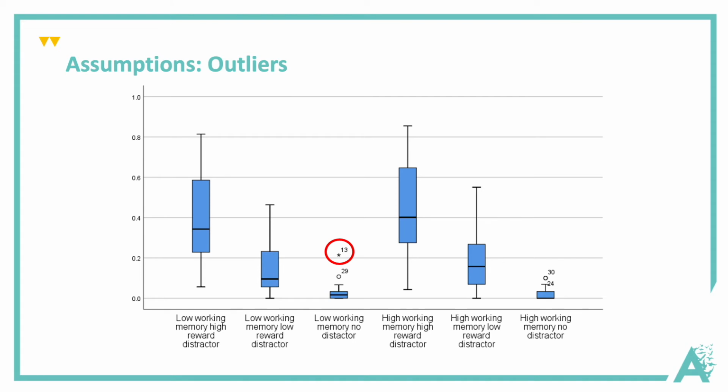The second element is the presence of any potential outliers. Here we can see the same point highlighted as in the QQ plot for the low working memory no distractor condition. It is a star, which means it is beyond 3 times the interquartile range. This is a probable outlier, so we will double check this condition with standardized values.